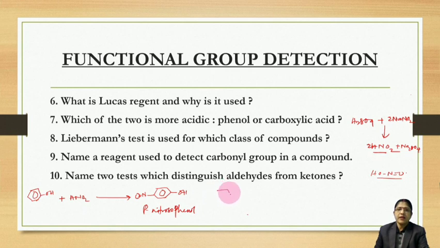Again, this para-nitrosophenol reacts with another phenol here. So it forms what? Indophenol, which is red.